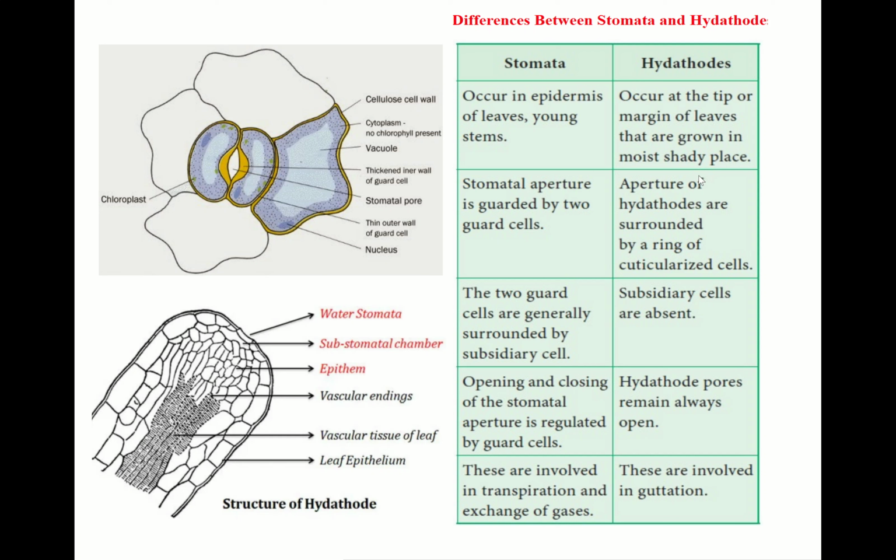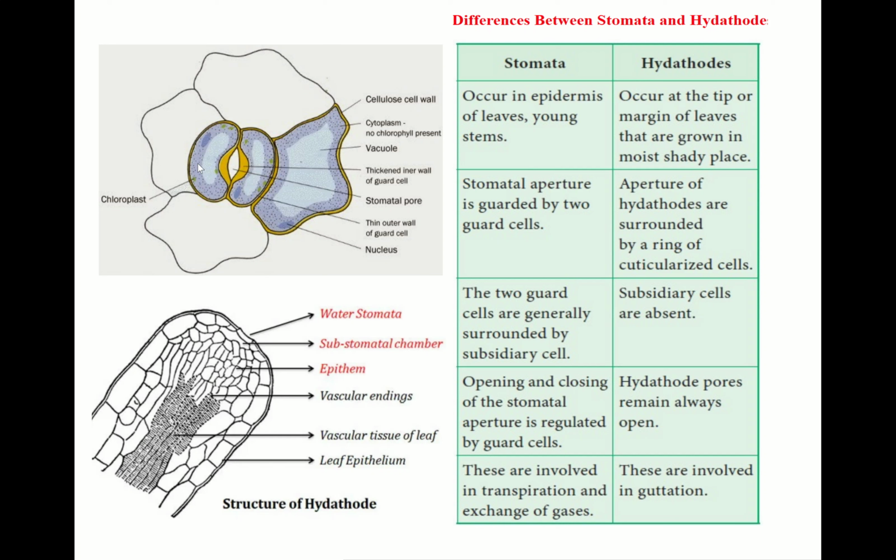Hydathodes are also called water stomata, and they are present at the tip or the margins of the leaf. They usually grow in moist, shady places. Whereas stomata, as I mentioned, are present in the epidermis of the leaves and in the stem.